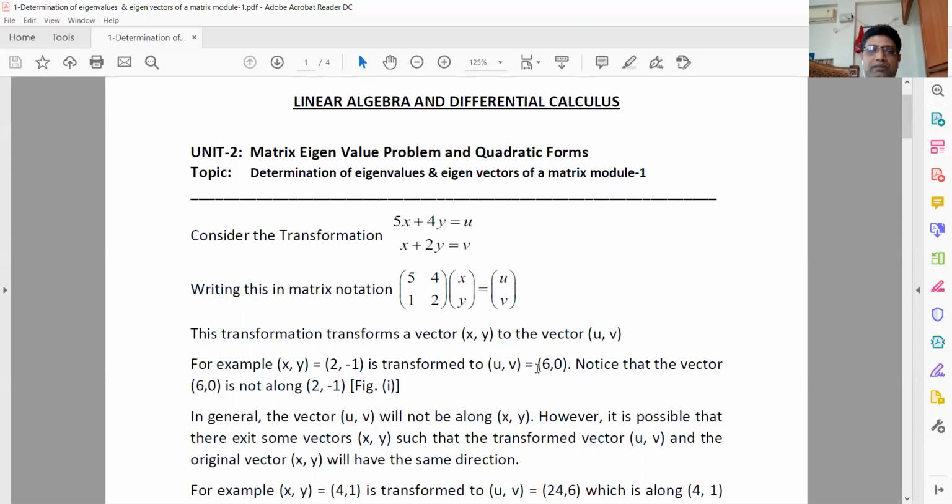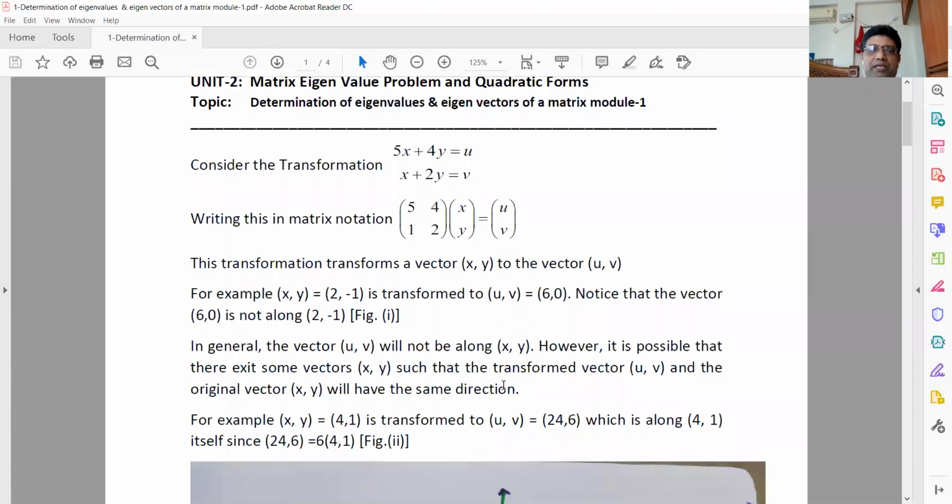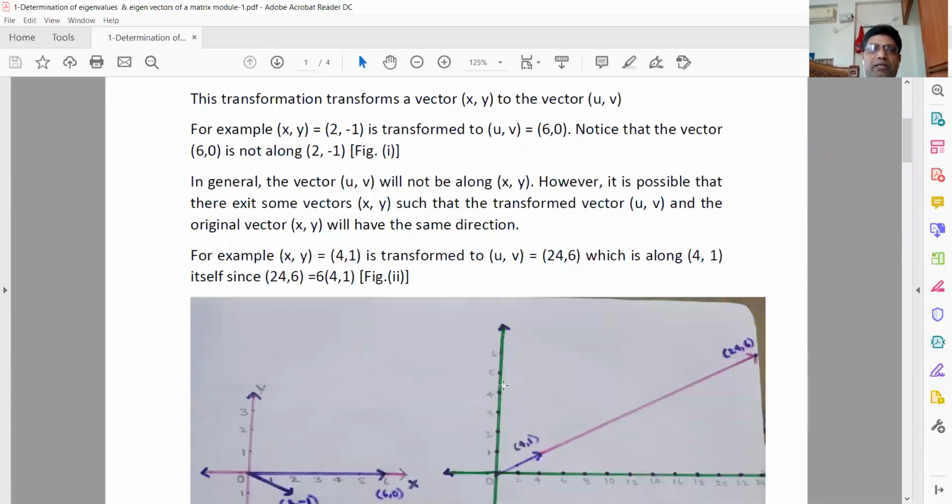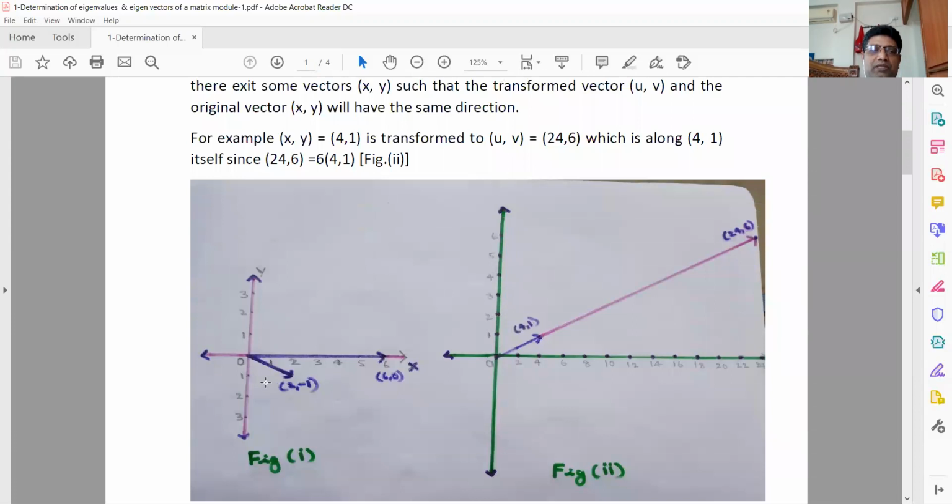If you see it geometrically, the resultant vector 6, 0 is not along 2 comma minus 1, which you can see clearly here. In figure 1, we have taken x, y as 2 comma minus 1, and if I substitute this in the transformation, the resultant vector we got is 6 comma 0. Clearly, this vector 6 comma 0 is not along the direction of 2 comma minus 1.